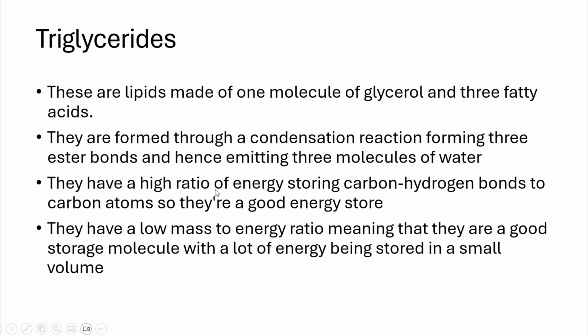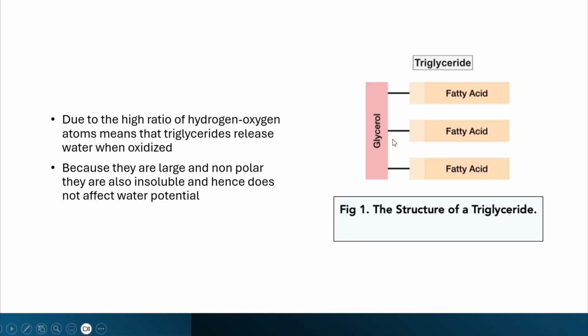They have a high ratio, this is important to note down, they have a high ratio of energy storing carbon hydrogen bonds to carbon atoms, so they are a good energy store. So these carbon hydrogen bonds here, they store a lot of energy. And compare that to the main chain. So let's say I've got a CCC chain. I've got bare CH bonds that are bonded to that. So therefore I've got a lot of energy in a shorter amount, basically. And they have a low mass to energy ratio, meaning they are a good storage molecule with a lot of energy being stored in a small volume. So this is what I mean.